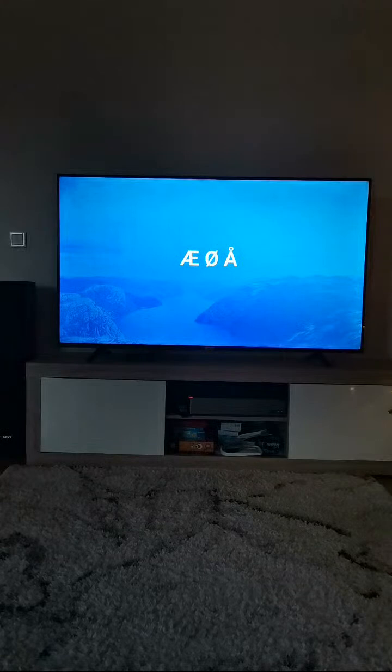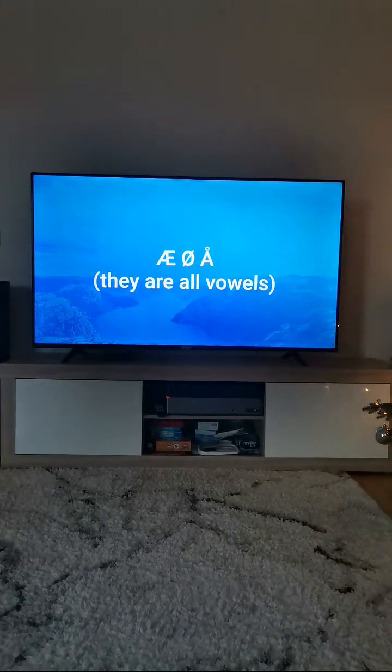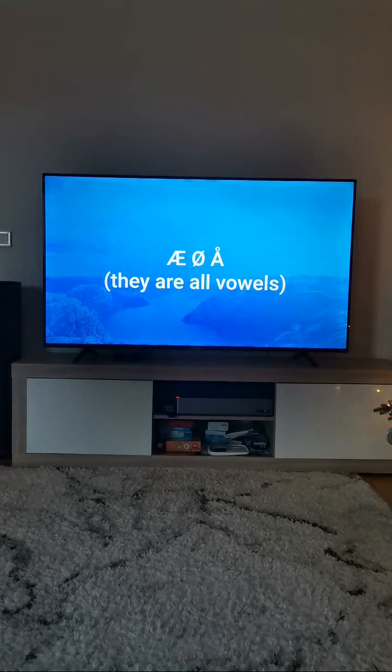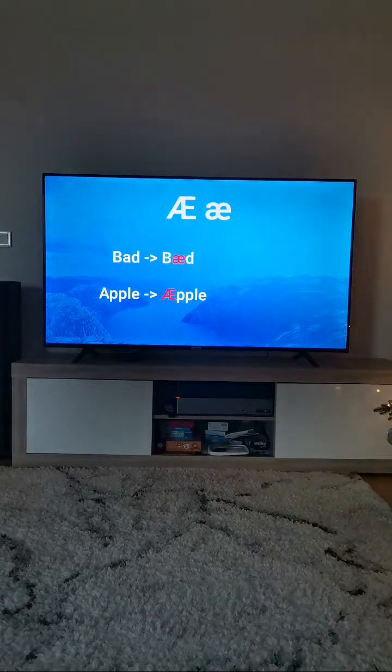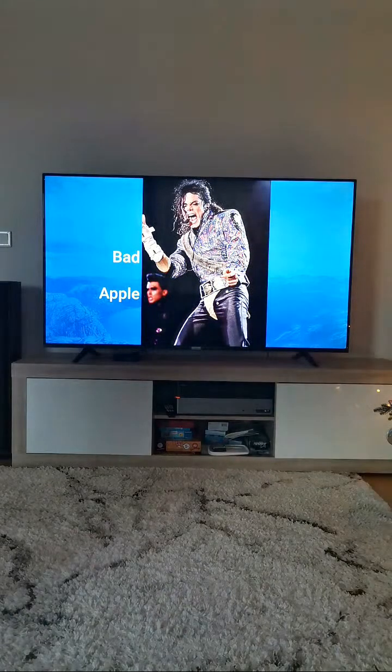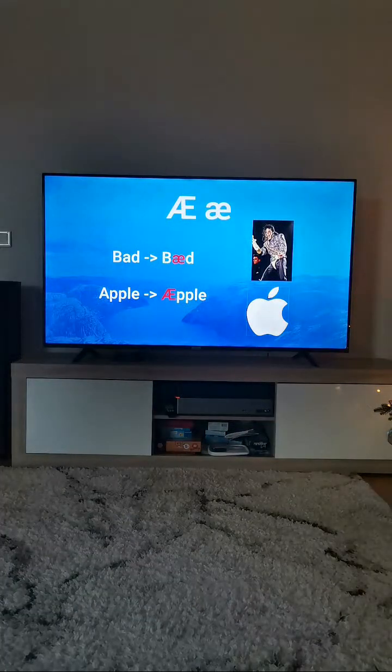And now we've reached the 3 extra letters that the Norwegian alphabet has. The first one is Æ, and as you can see, it is composed of an A and an E put together. Æ, bad, trær. It sounds just like the American bad or apple.